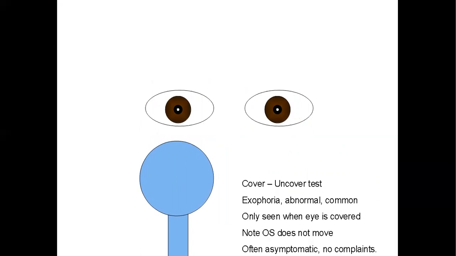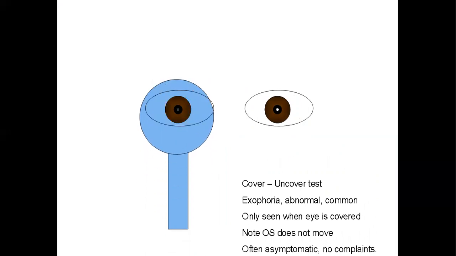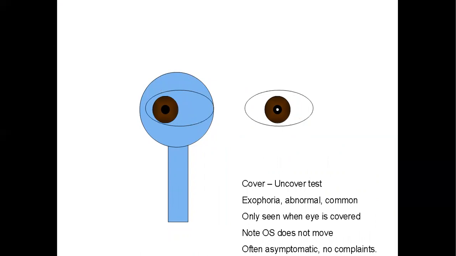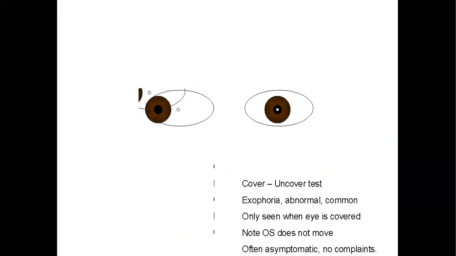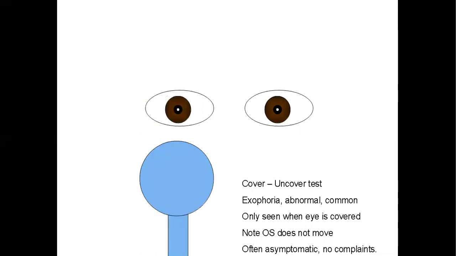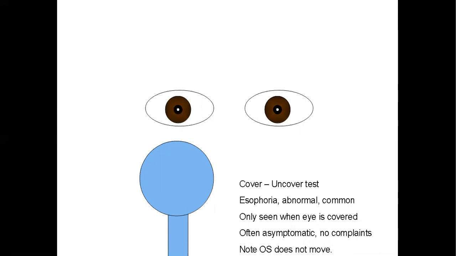Now let us try to see the cover-uncover test. Yeah, see that there is a movement of the right eye when it is under cover. So this is the cover-uncover test to diagnose phoria.